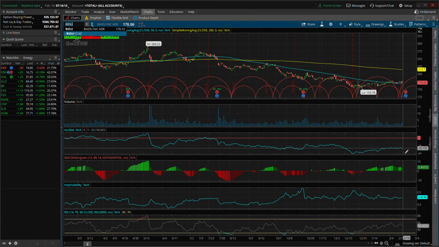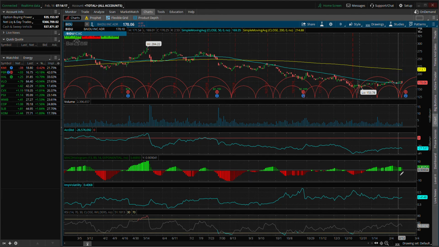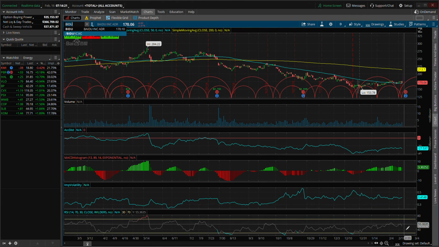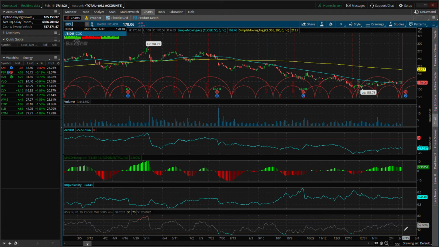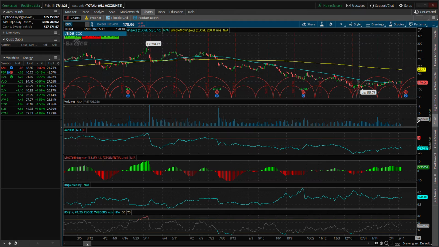Accumulated distribution, not that much is coming in. Still in the greener territory. Medium range implied volatility. Medium range RSI. So likely chance that it is going towards 200.